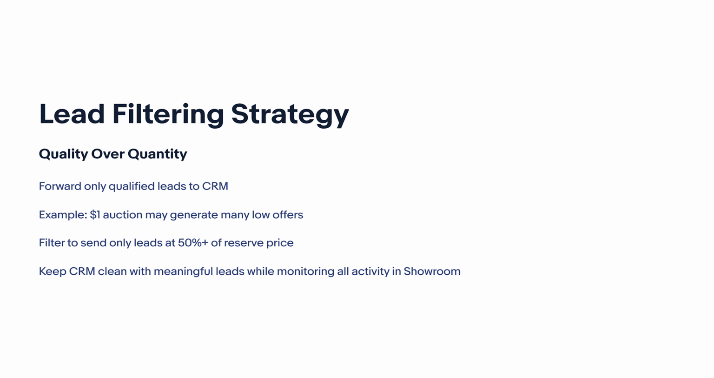You can also set filters to forward only certain leads. For example, if you start an auction at $1 to generate activity, you may not want every low dollar lead cluttering your CRM. Instead, you can choose to forward leads that are only, say, 50% or higher of your reserve price. This ensures your CRM is filled with quality leads, while still allowing you to monitor all of the activity within the showroom.